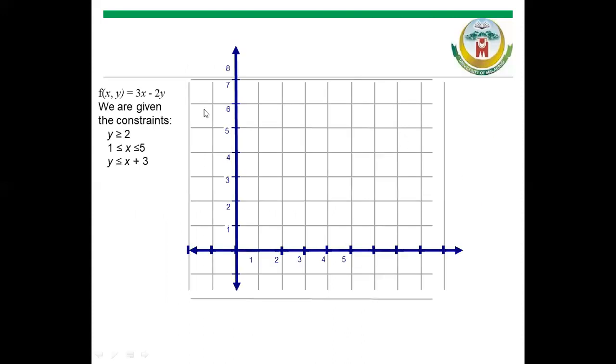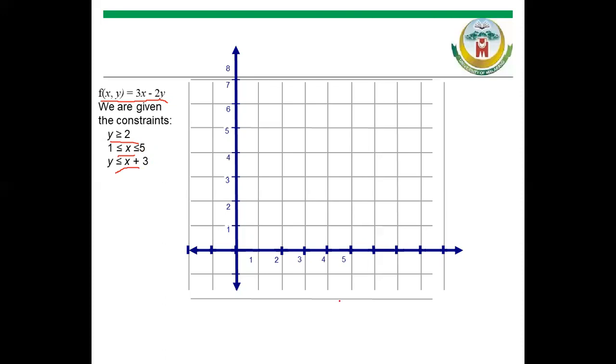Okay, now this is a very important slide. Let's say we have this function f(x, y) = 3x - 2y. This is the function, and these three are the constraints. Okay, and we are interested to find the minimum value and the maximum value for this function. So how do we graph these constraints?